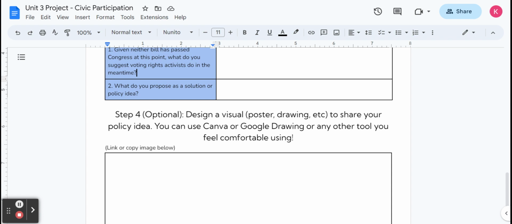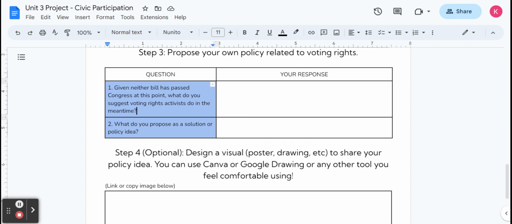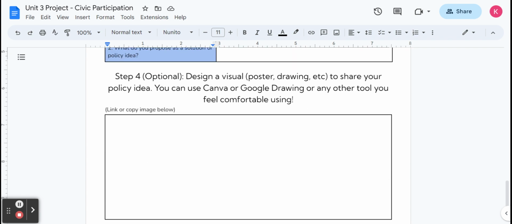There's also this optional step 4 of designing a visual to represent your policy idea. It just didn't feel projecty enough without some kind of visual. And so I added that to the end in case you get really into it. No pressure. Your response here will be plenty for assessing your ability to propose ideas based on social and political problems. So hope you have fun with this.